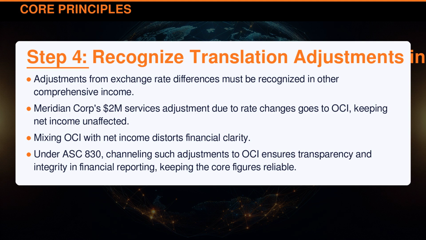Meridian Corporation's $2 million services adjustment due to rate changes goes to OCI, keeping net income unaffected. Mixing OCI with net income distorts financial clarity. Under ASC 830, channeling such adjustments to OCI ensures transparency and integrity in financial reporting, keeping the core figures reliable.